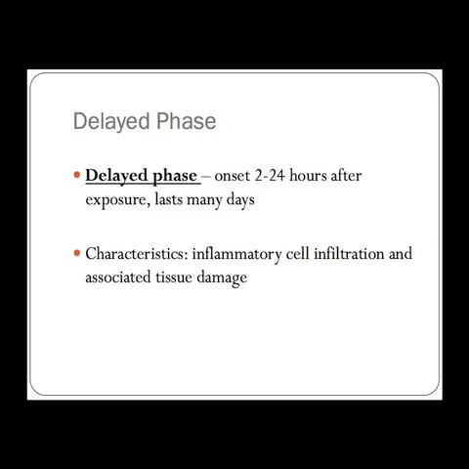So as we've already said, this initial phase occurs usually between minutes and up to 2 hours of exposure to the antigen or allergen. However, there is a secondary or delayed phase with onset between 2 and 24 hours after allergen exposure, which may last for many days. This phase is characterized by intense inflammatory cell infiltration and associated tissue damage, and is mediated by a wide variety of mediators that are produced by activated mast cells. Eosinophils are particularly important in this delayed response.